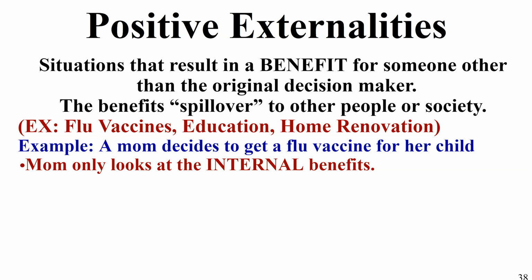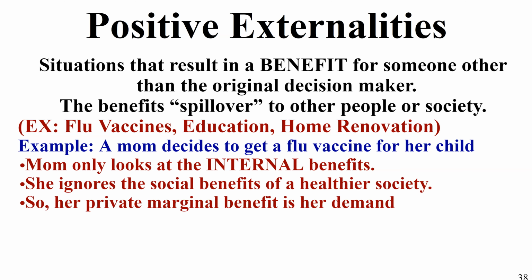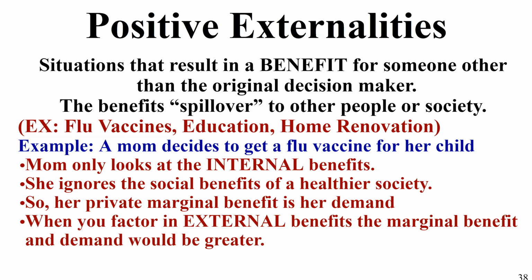So while mom may only look at the internal benefits in terms of getting a flu vaccine for her child, what's the benefit to my child? But it's going to benefit a lot of other people in society as a part of a healthier society that we see there. So the private marginal benefit is essentially going to be her demand curve, the marginal private benefit, but the marginal social benefit is going to be greater as a result of what we see here.